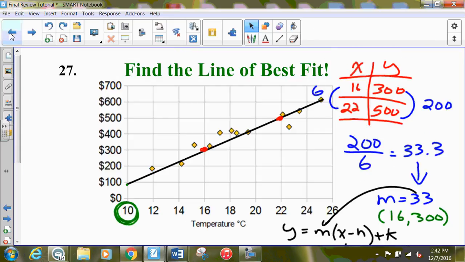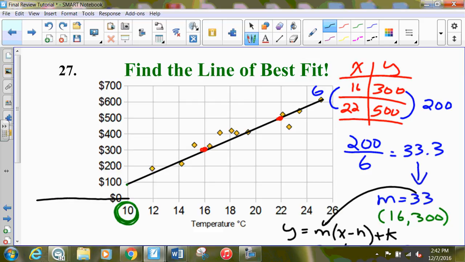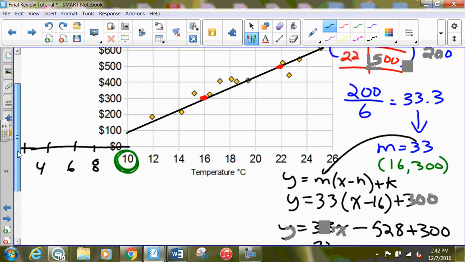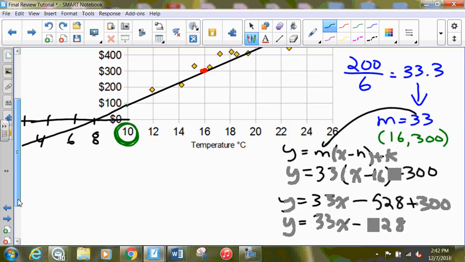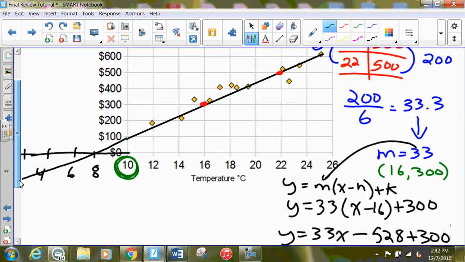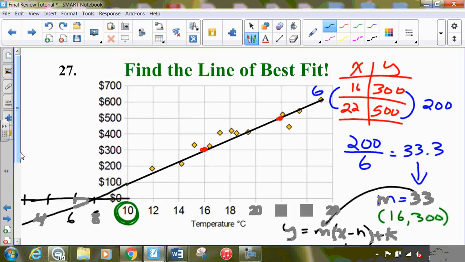Let's go back to it. If we took this x-axis and we extended it to the 8 and the 6 and the 4, this line would also continue to go, go, go. Can you see how it's heading down into the negatives? And so having a y-intercept of negative 228 isn't all that unrealistic. That's pretty realistic. All right.